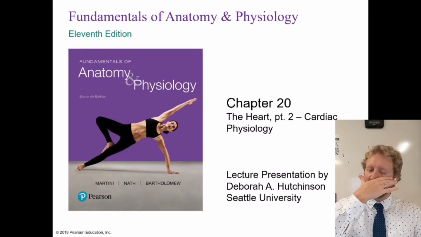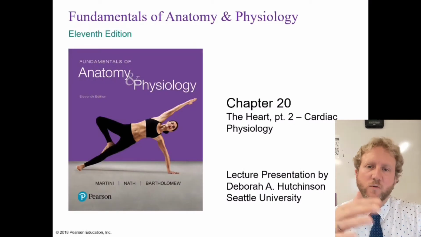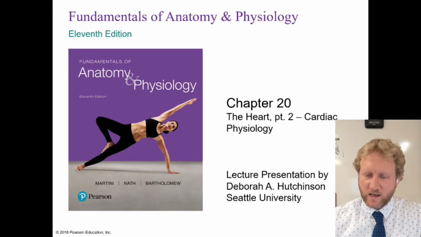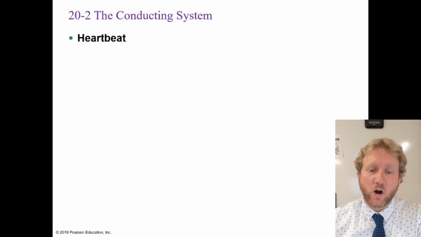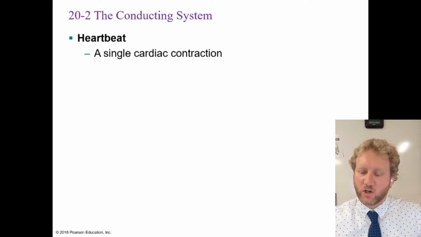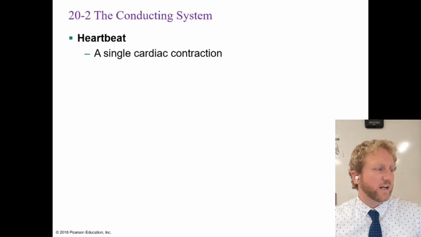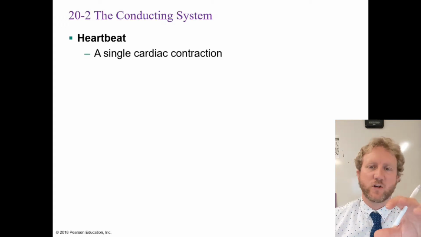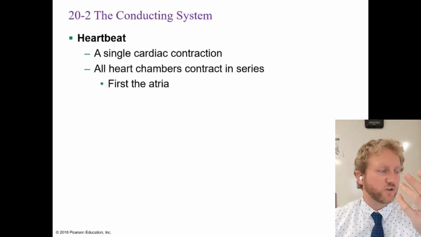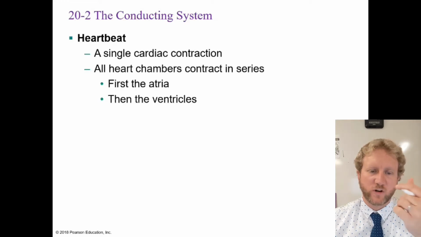Okay, so when we're talking about the physiology of the heart, we're talking about how it works, what causes it to beat and stuff like that. A heartbeat is a single cardiac contraction. Now, a cardiac contraction is going to be all of the chambers contracting. And they do this in series. The atria contract first, then the ventricles contract.